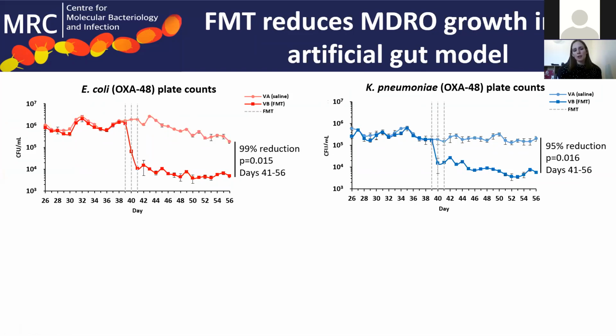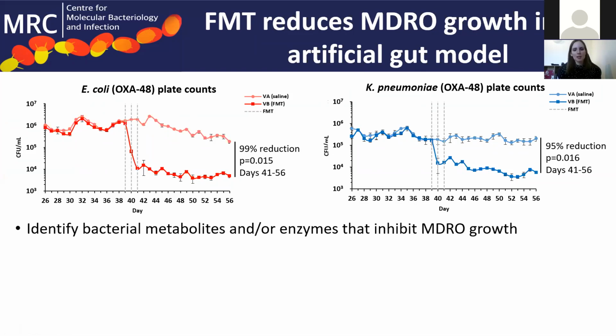So it does seem that FMT treatment is working, and our next steps are really going to be to identify whether there are any specific metabolites or enzymes produced by the gut microbiota in that FMT mixture that are responsible for inhibiting the growth of these multidrug-resistant pathogens. And can we come up with a third-generation therapeutic, where we have a specific metabolite or enzyme that is safe to give to these patients, and you can even take it while they're in the hospital, where they might be receiving a lot of antibiotics.